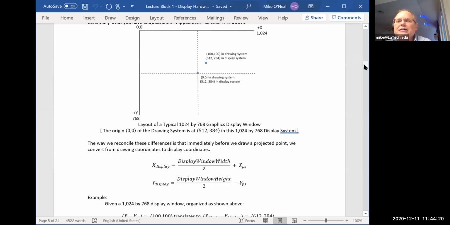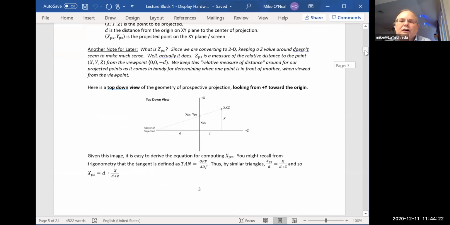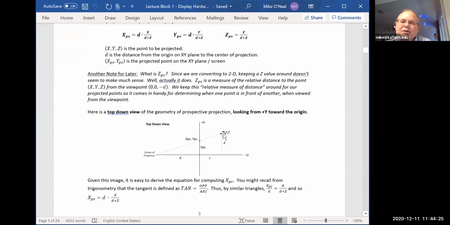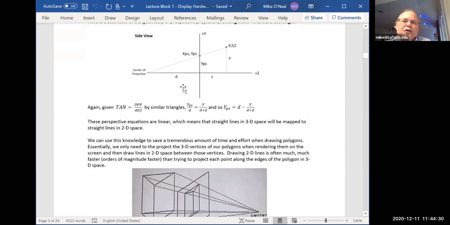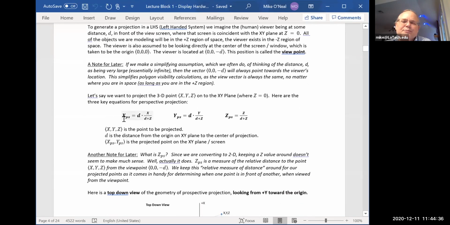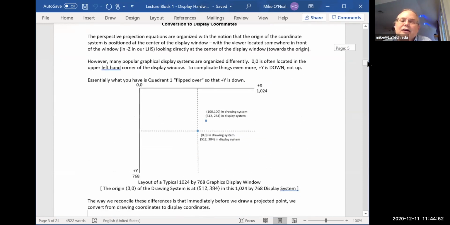So we've already taken our original points in three-dimensional space, our x, y, z, and we've converted them to x perspective, y perspective. So the first thing you've got to do is get the three-dimensional point, and use the perspective projection techniques to get the point as a two-dimensional point on the XY plane, and then you have to take that point on the XY plane and convert it to display coordinates.